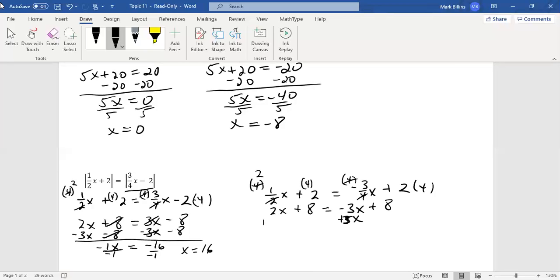to the left-hand side. So I'm going to add 3x to both sides. Then I'm going to get rid of the constant on the left-hand side, so I'm going to subtract 8 from both sides. 2 plus 3 is 5x. And 8 minus 8 is 0. So then I'm going to divide both sides by 5. So my second solution would be x equals 0.